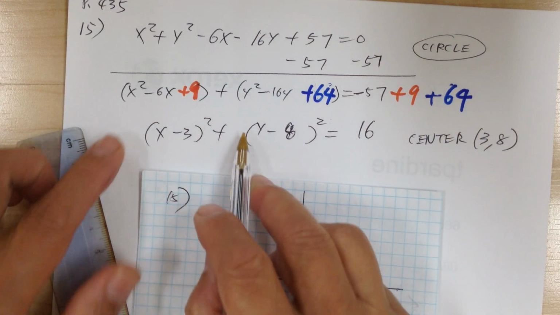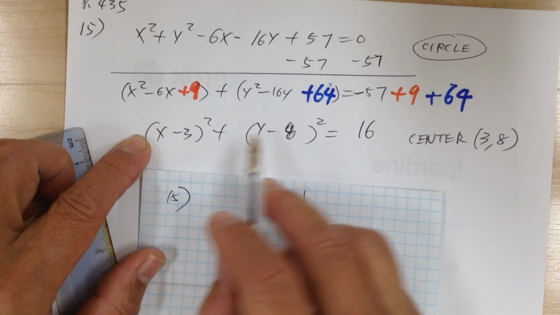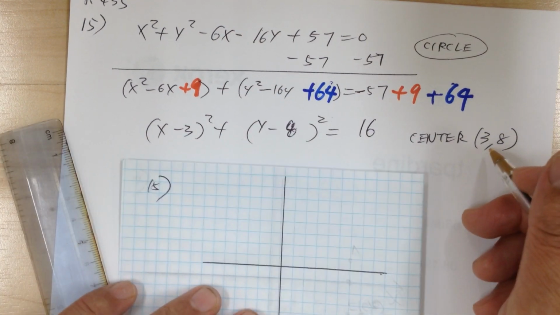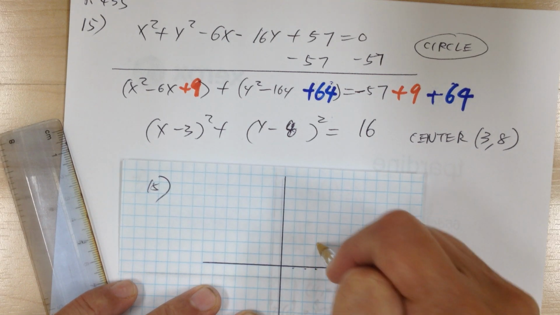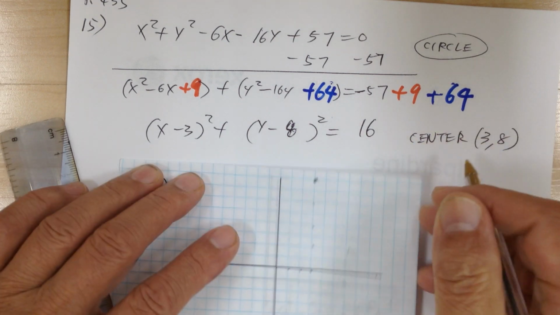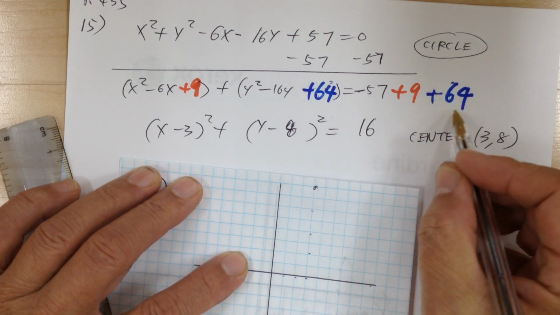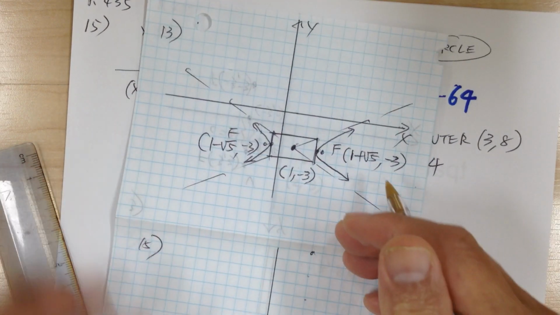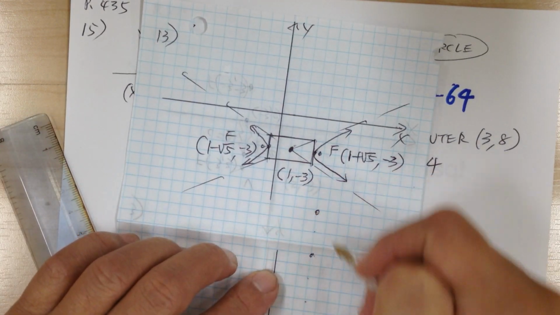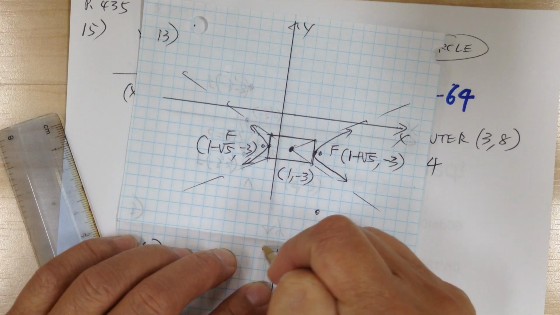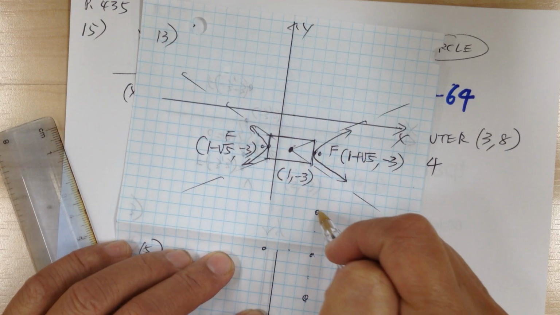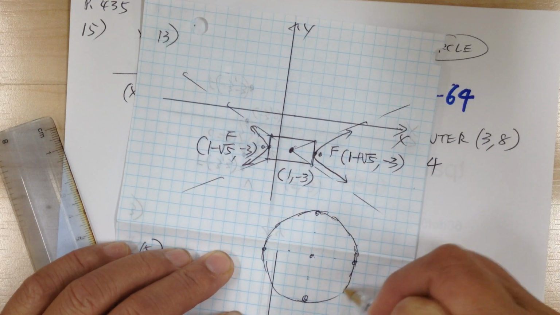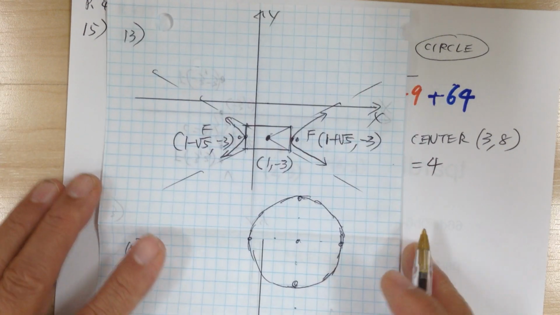Again, this determines your radius, so both of them are the same. If the x and the y have the same radius, it's a circle. Okay, so the center is at 3, 8, and the radius is equal to 4. So from here we have to go 4. Okay, and so that's it.